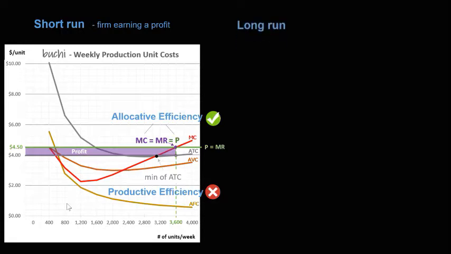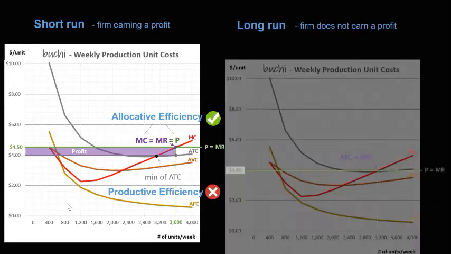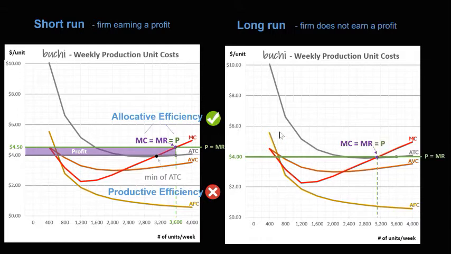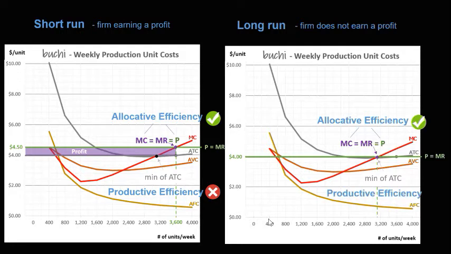Looking to the long run, however, where the firm is not making a profit, we see that marginal cost equals marginal revenue equals price. So we retain that allocative efficiency. And this time, the minimum point is where we are producing. Therefore, in the long run, we have allocative efficiency and productive efficiency. And this is why the perfectly competitive market is considered the most efficient market and the best for society of all the four markets that there are.